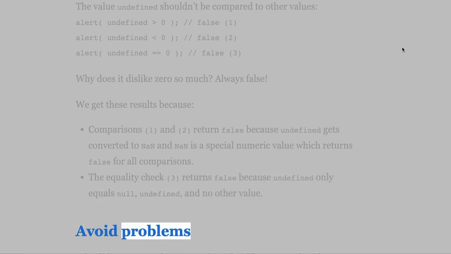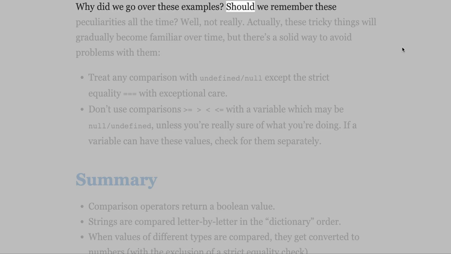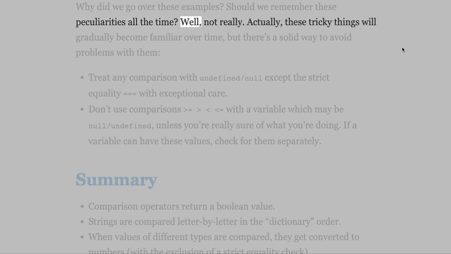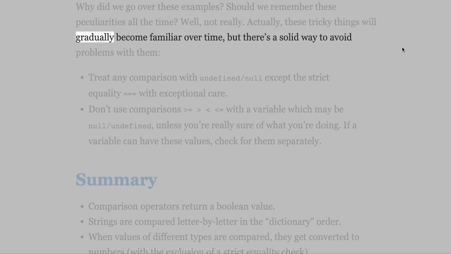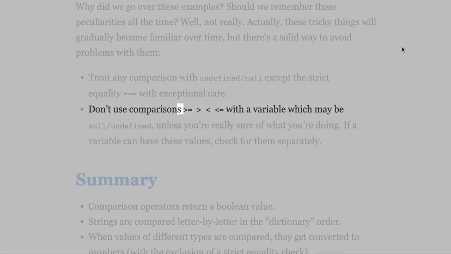Avoid problems. Why did we go over these examples? Should we remember these peculiarities all the time? Well, not really. Actually, these tricky things will gradually become familiar over time, but there's a solid way to avoid problems with them. Treat any comparison with undefined or null, except the strict equality ===, with exceptional care. Don't use comparisons >= > < <= with a variable which may be null or undefined, unless you're really sure of what you're doing. If a variable can have these values, check for them separately.